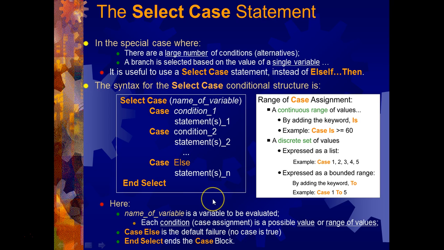So here, name of the variable is a variable to be evaluated. Each condition is a possible value or range of values. So here we have a range of values. And the case else is the default failure. If none of these are true, then we run this. And end select case block.